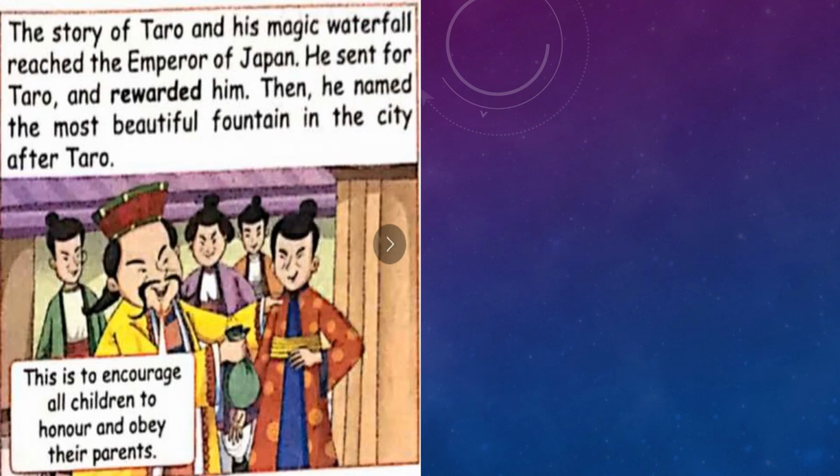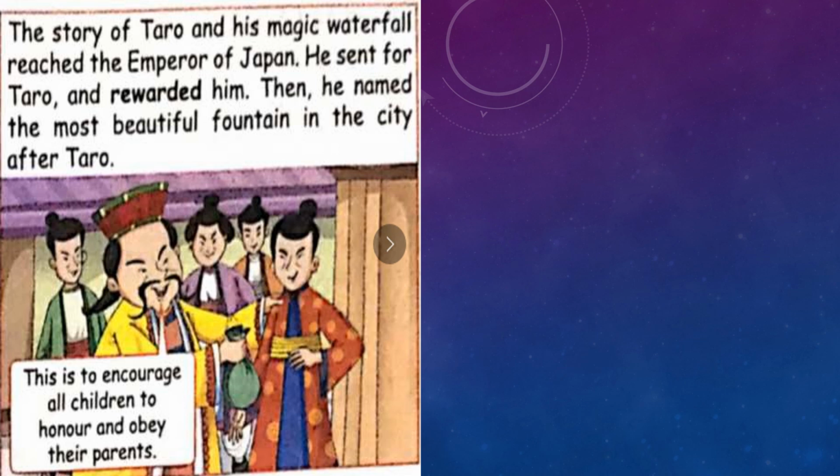So what happened next? The story of Taro and his magic waterfall reached the emperor of Japan. He sent for Taro and rewarded him. Then he named the most beautiful fountain in the city after Taro. Okay, emperor, you all know, the king of Japan. He heard the story of Taro. He sent for Taro and rewarded him.